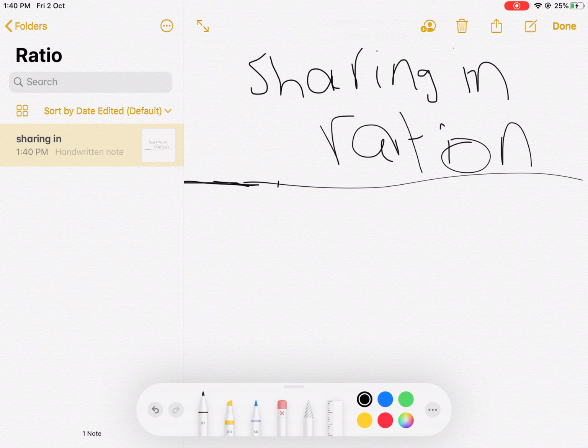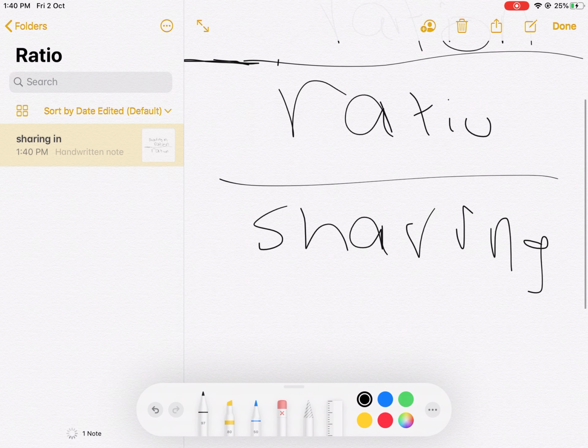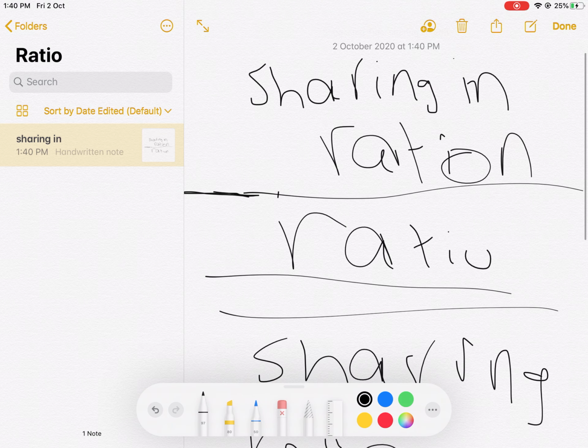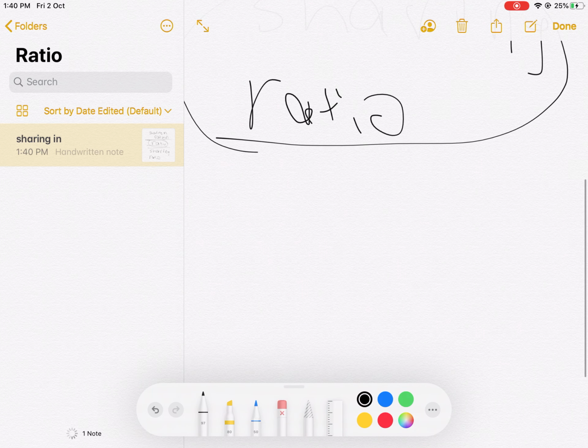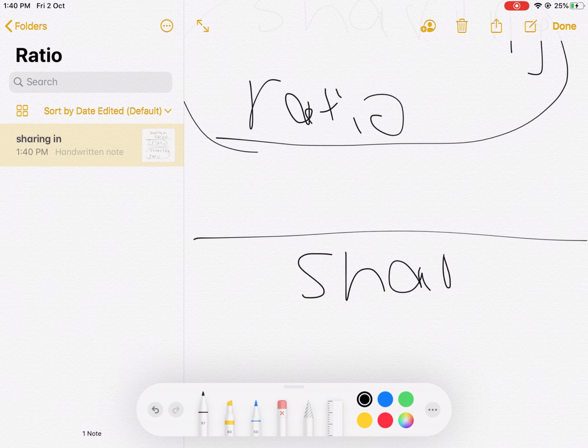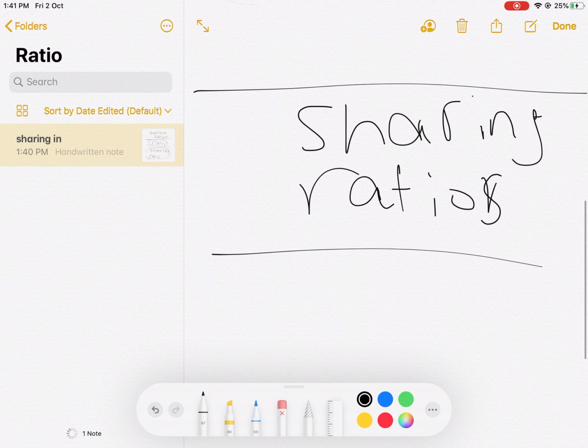So let's learn about ratio and sharing ratio. They are different. Ratio is one topic, and sharing ratio is something else. So let's start with sharing ratios.